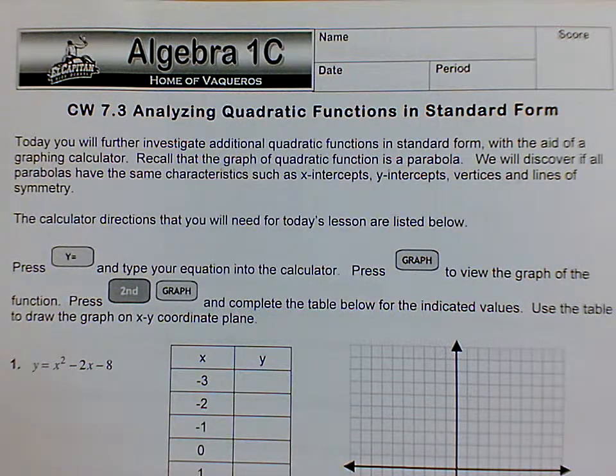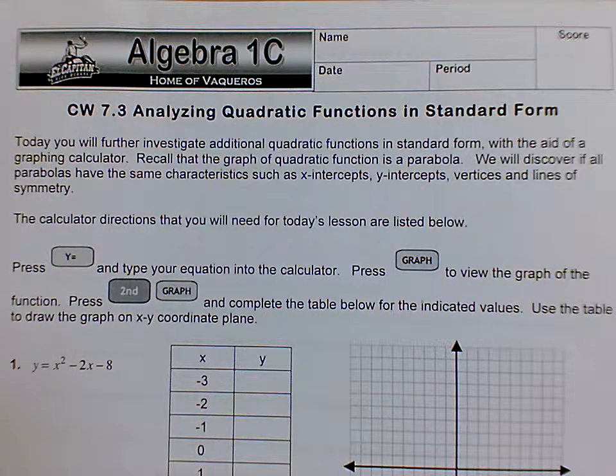Today we're going to do a little bit more of the same. We are going to use our graphing calculator, though, to help us out. So today, you will further investigate additional quadratic functions in standard form with the aid of a graphing calculator. Recall that the graph of a quadratic function is a parabola. We'll discover if all parabolas have the same characteristics, such as x-intercepts, y-intercepts, vertices, and lines of symmetry.